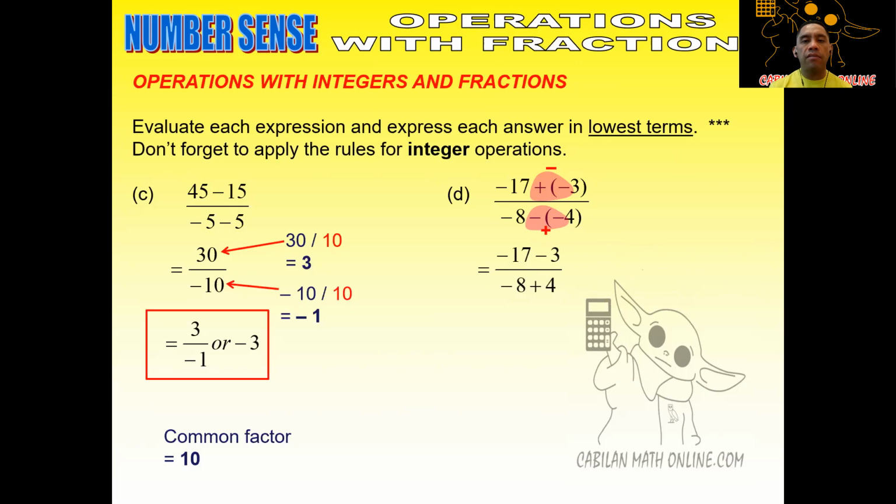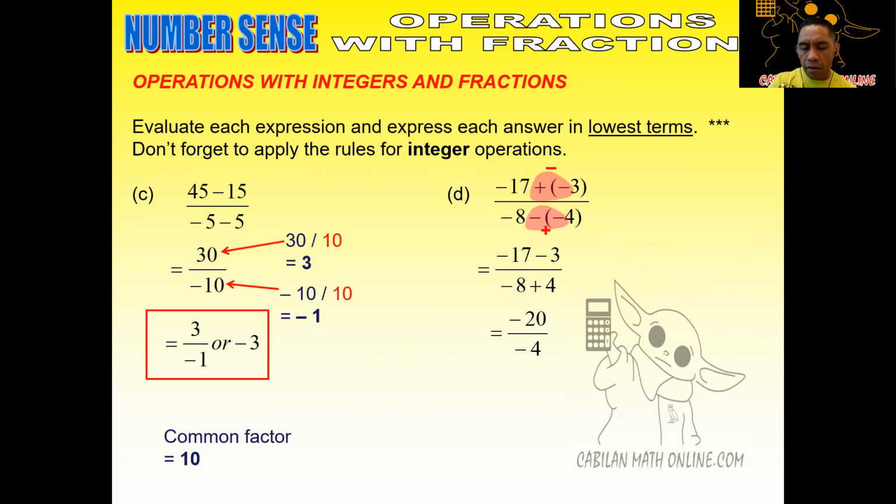So what we have here is negative 17 minus 3 on the top, or the numerator, and negative 8 plus 4 on the bottom, or the denominator. Negative 17 minus 3 gives me negative 20. Negative 8 plus 4 gives me negative 4. Now, for this next step, if you take a look at the negative 20 and the negative 4, ask yourself, what number goes evenly into both?